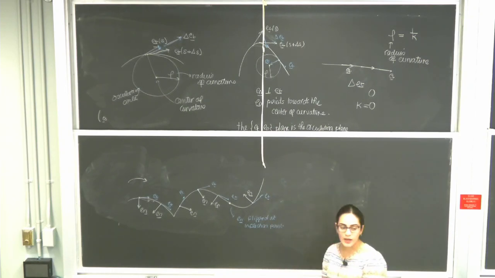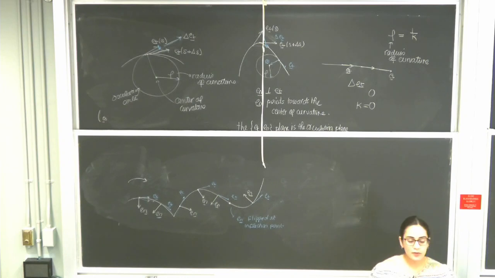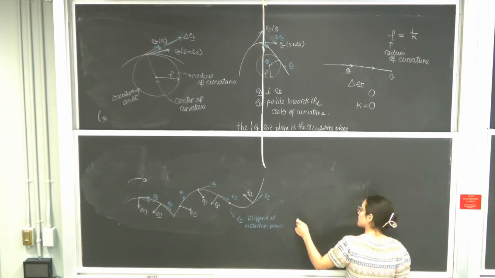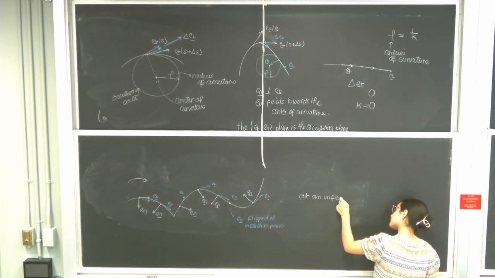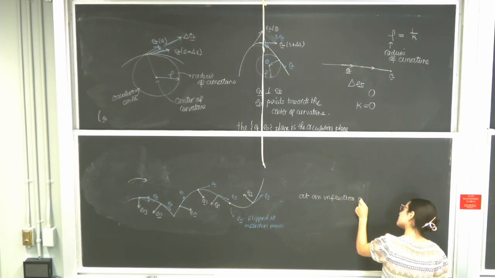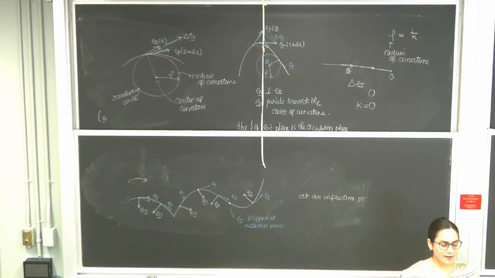So at the inflection point, the curvature is equal to 0. Does anyone remember what an inflection point is from calculus? Yes. The second derivative is equal to 0. That's right. The second derivative of the curve is equal to 0. So that's what's happening here. At the inflection point, the derivative is equal to 0 and the second derivative is equal to 0.